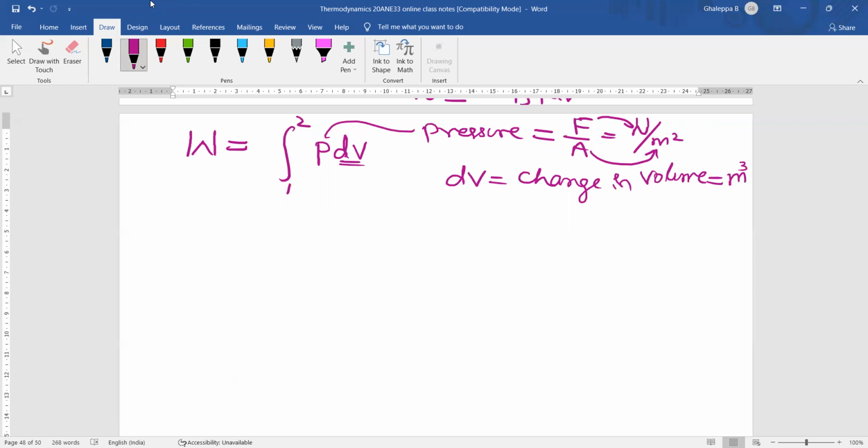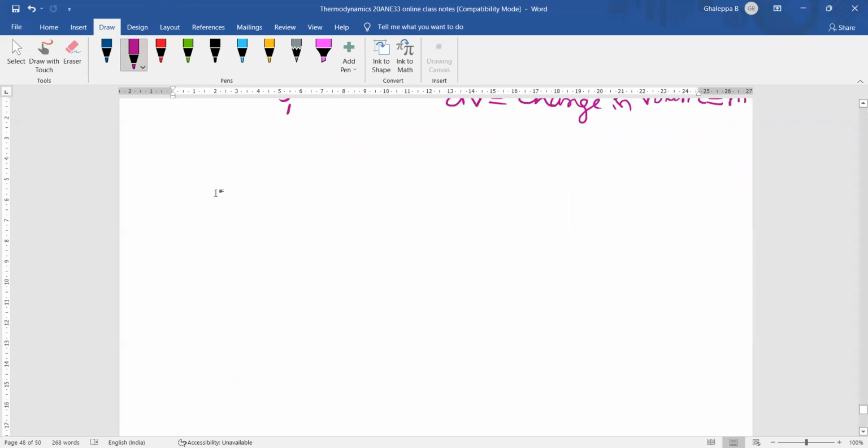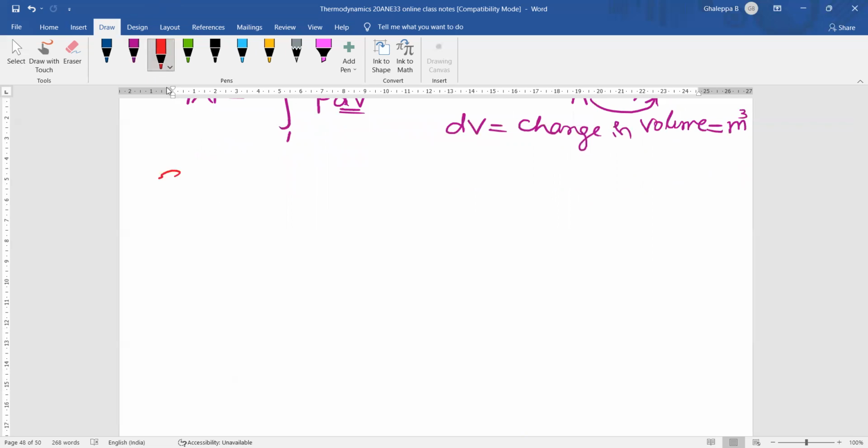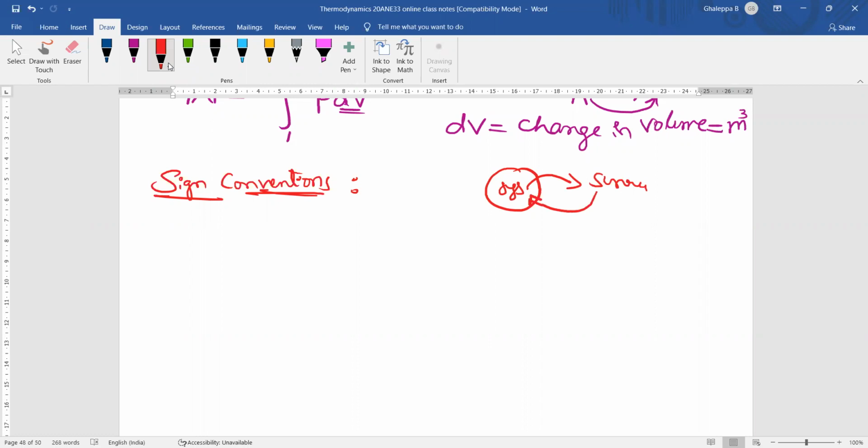Now coming back to sign conventions. It is very important, and it is easy also. I will give a hint. Sign conventions are about, for example, if the system is rejecting heat to the surrounding, whether you take it positive or negative, or if the surrounding is supplying heat to the system, whether it is positive or negative. That is what is called sign conventions. So sign conventions are written for both work and heat.